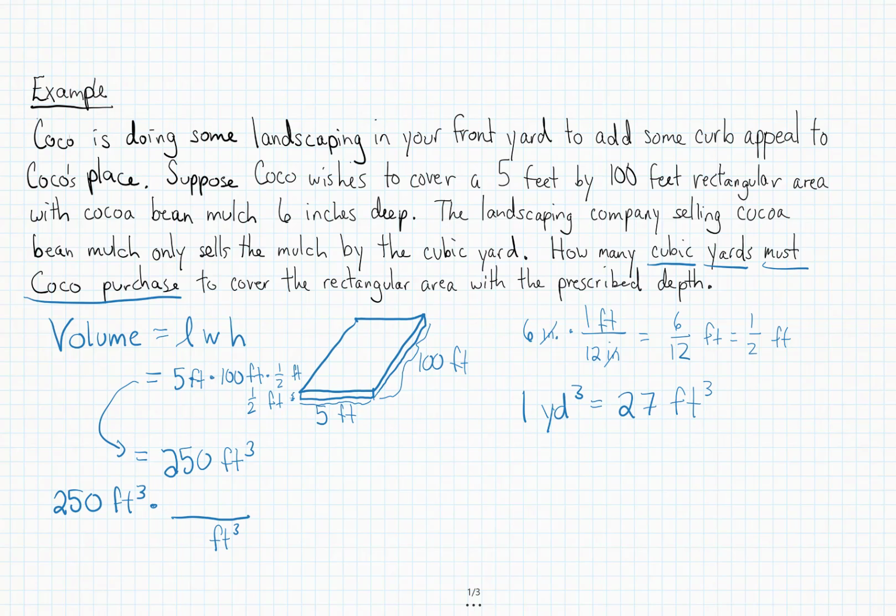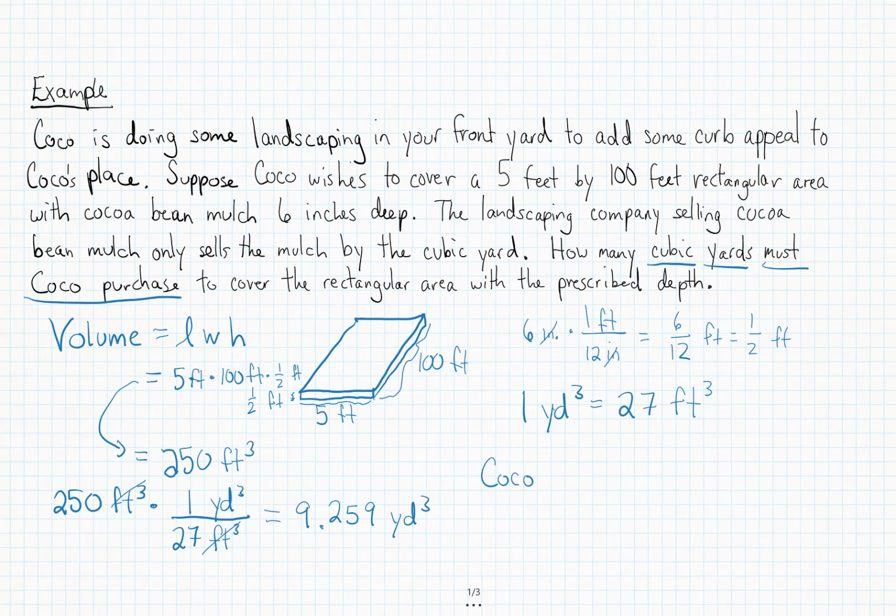So we have cubic feet down below, we put cubic yards up top, and we know there's 27 cubic feet in 1 cubic yard. So that means our calculation is just going to be 250 divided by 27, because the cubic feet is canceled, and that should be our cubic yards. And this is approximately, if you punch it into a calculator, 9.259.